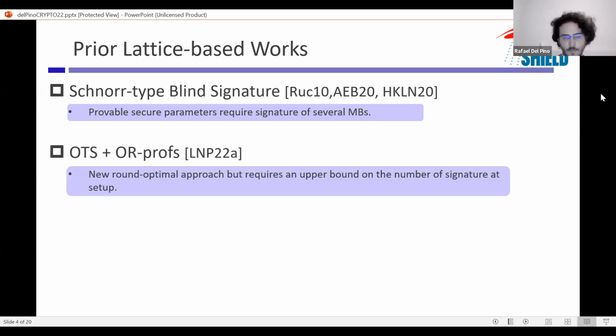So that's an issue. A very recent work by Lyubashevsky et al. uses one-time signatures and OR proofs, and it achieves small signatures and round optimality, but it needs an upper bound on the number of signatures because the running time of the protocol is linear in the total number of signatures.